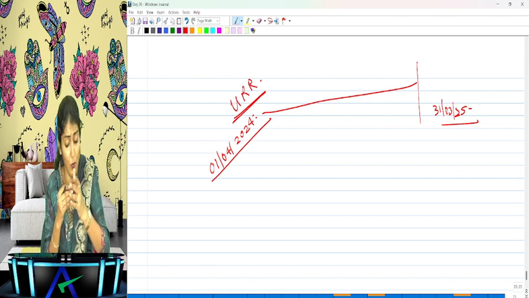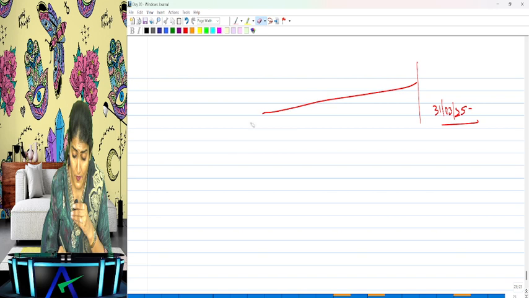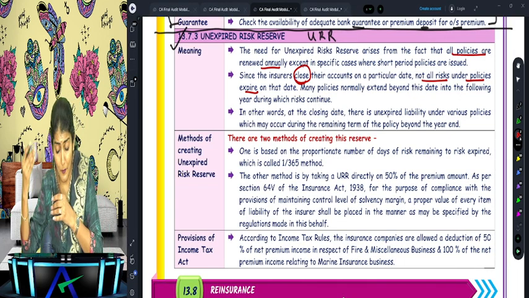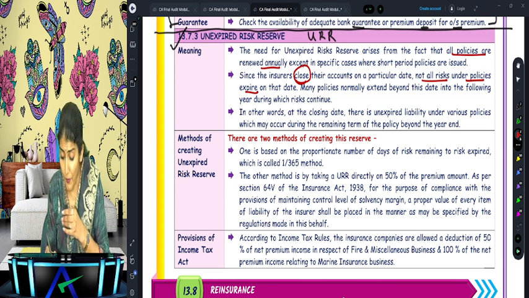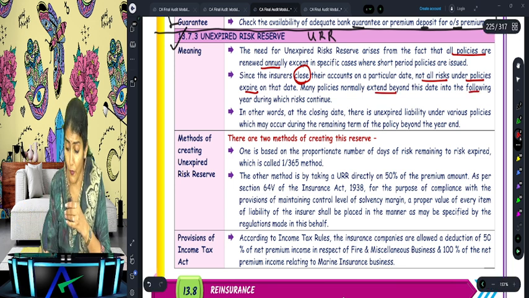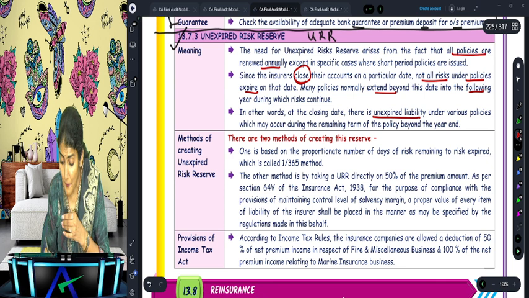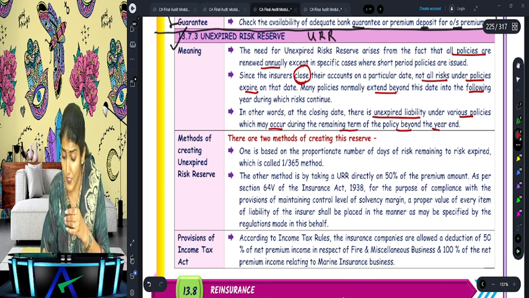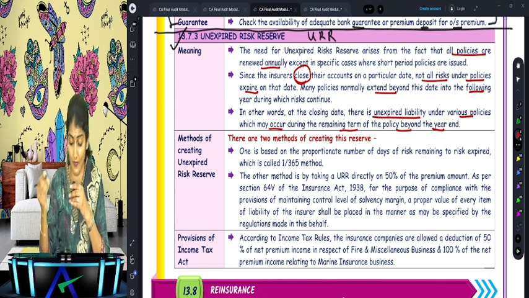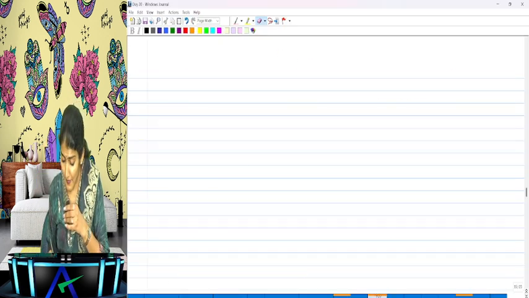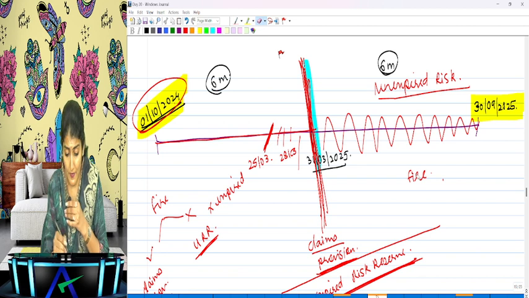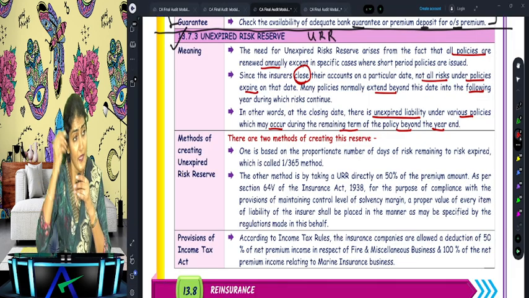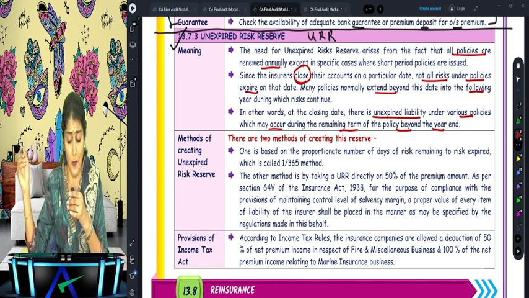So on the closing date, when the insurance company closes its books of account, does it have an unexpired liability for the remaining period of the policy? Many policies extend beyond this date into the following year. So there is an unexpired liability under various policies which may occur during the remaining term of the policy beyond the year end. That's what I told you now. If the fire happens in the next 6 months also, the insurance company will have to pay the money for the same.